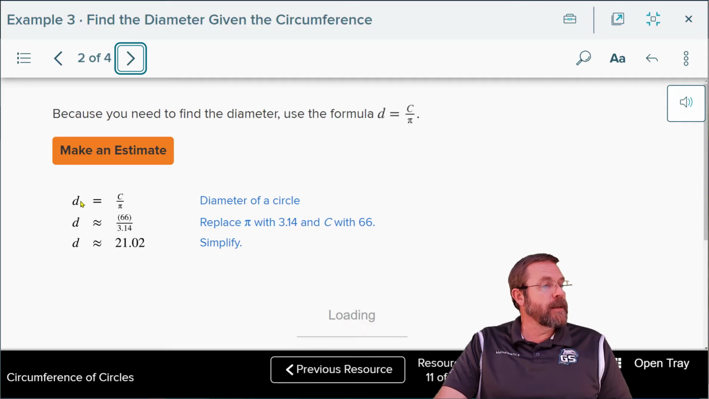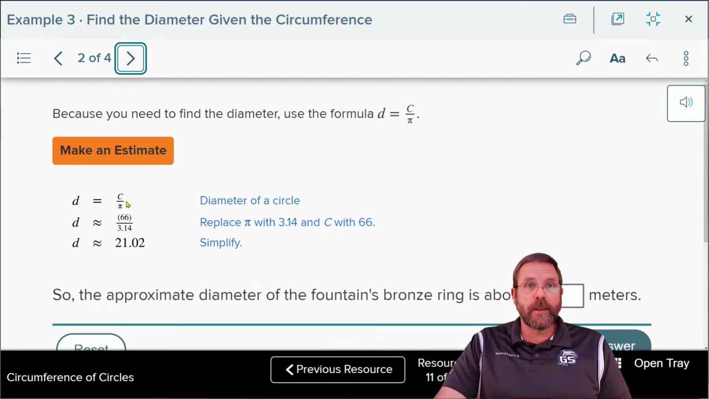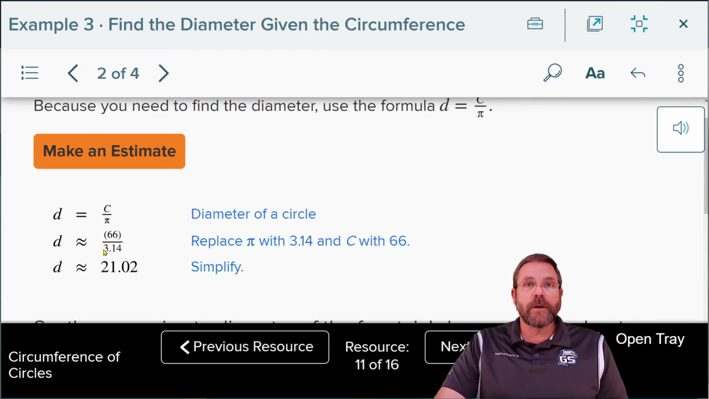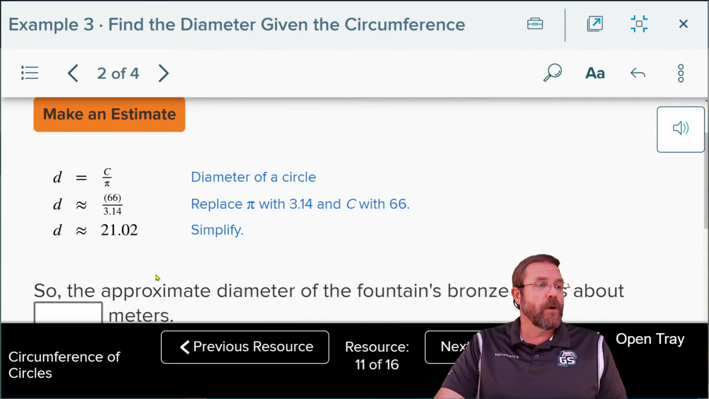They did indeed use that new formula that they came up with. It said diameter is equal to circumference divided by pi. That is the very first thing that they wrote in. Then they plugged in what they knew. They knew the circumference was 66. They knew pi is 3.14. And when they divided that, they got 22.02 for the diameter.